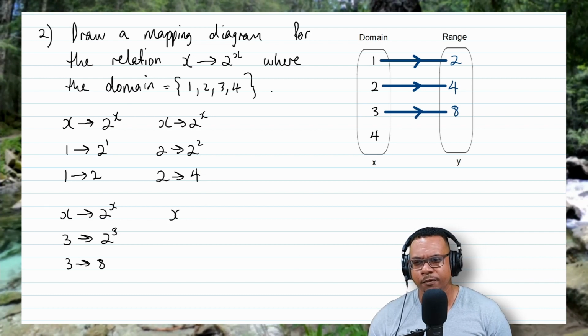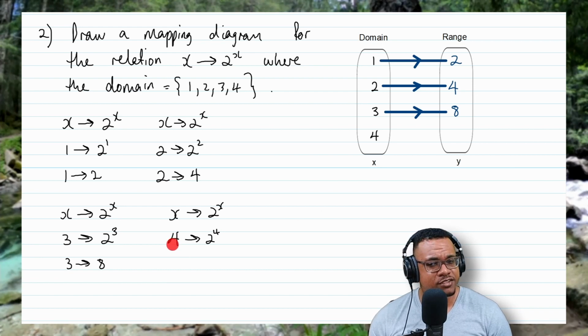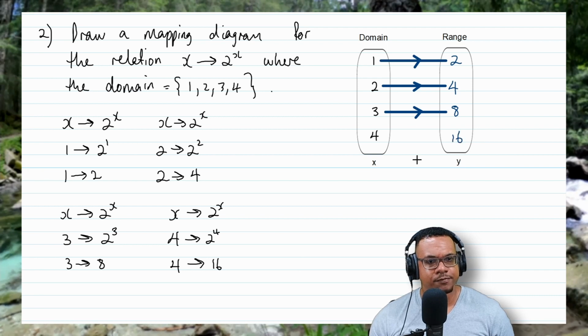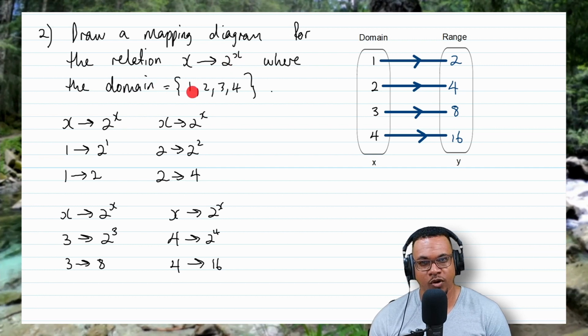And the last one, we'll have 4 is mapped to 2 to the power 4. And where did we get this 4 from? From right here, because this 4 is a member of the domain, and we need to find out what this 4 is mapped to. All right, so 2 to the power 4 is 16. So we have 4 is mapped to 16. So I'll come here and put 16, and we have our arrow going from 4 to 16. And this here would be our mapping diagram for this relation x mapped to 2 to the power x, where the domain goes from 1 to 4.